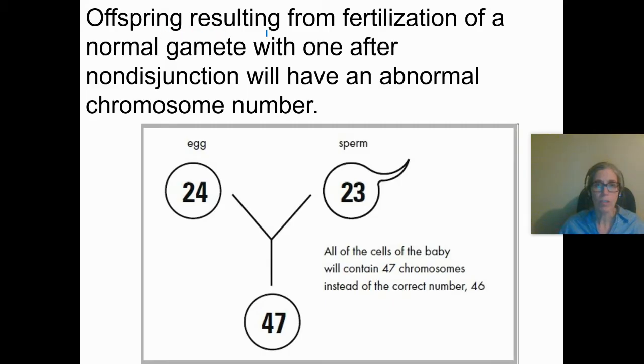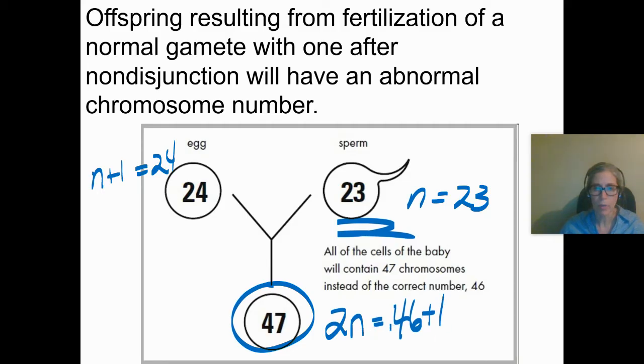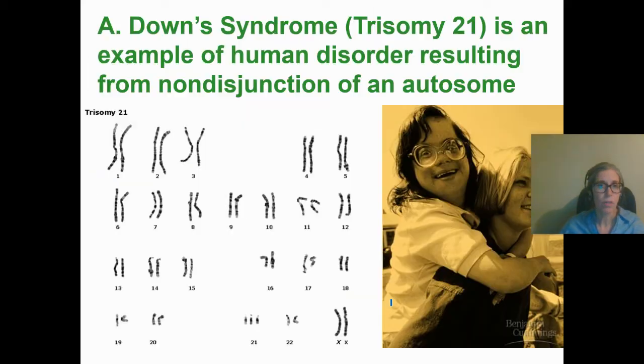Okay, so offspring resulting from fertilization of a normal gamete with one after non-disjunction will have an abnormal chromosome number. So in other words, the sperm ended up with the right number of chromosomes. The haploid number for humans is 23, and the egg didn't. So this is n plus 1, and it's 24. So the egg has one extra chromosome. The baby ends up having one extra chromosome. We would say 2n equals, we could say 46 plus 1. We could write it that way. Or we could say it's 2n plus 1.